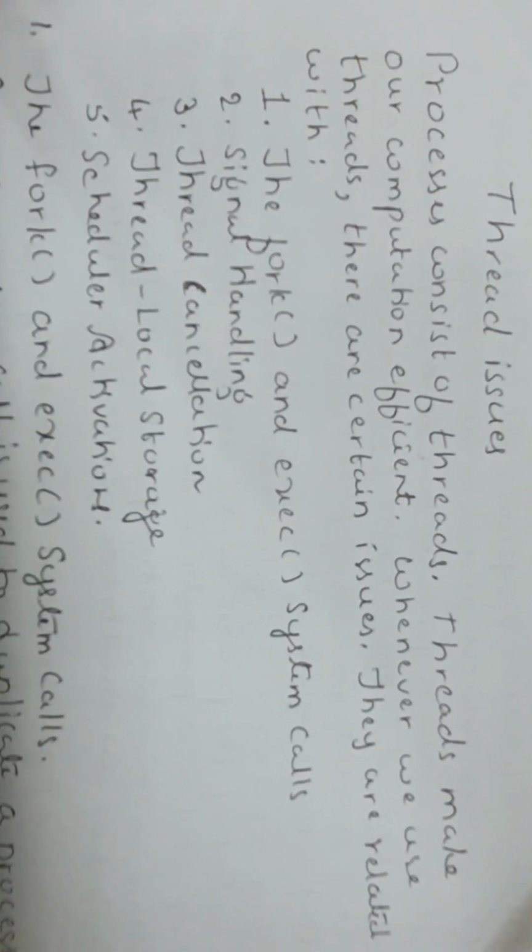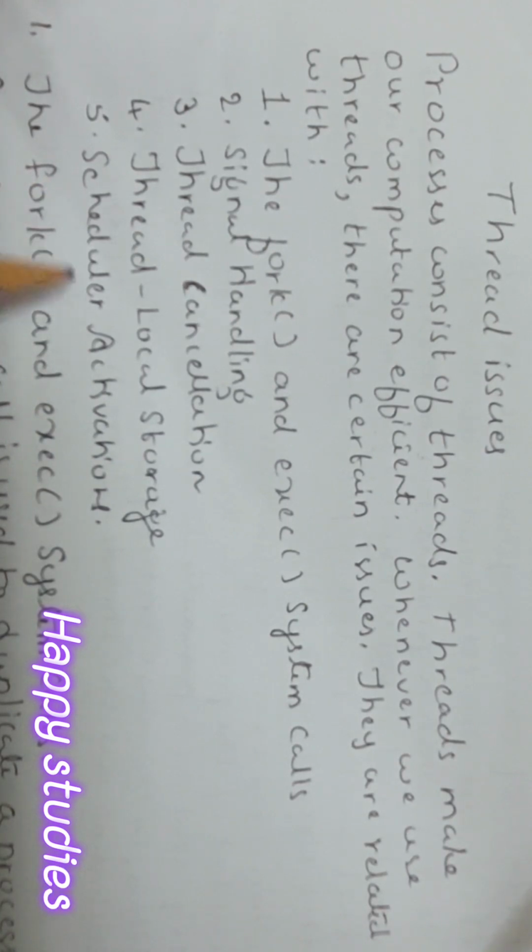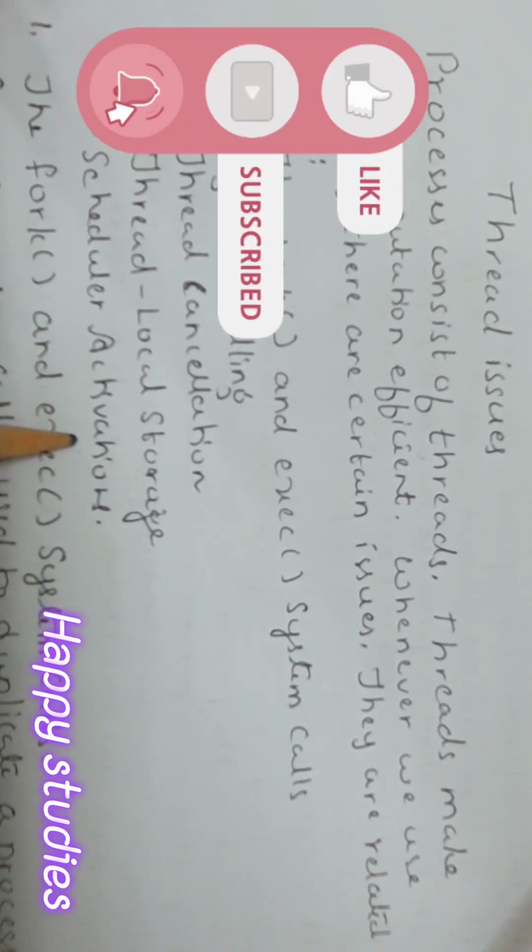With this, we come to the end of the issues with threads. They are discussed under 5 subheadings. The issues related to fork and exec system calls, second one signal handling, third one thread cancellation, fourth one thread local storage, fifth one scheduler activations. That completes the discussion. I hope you understood.